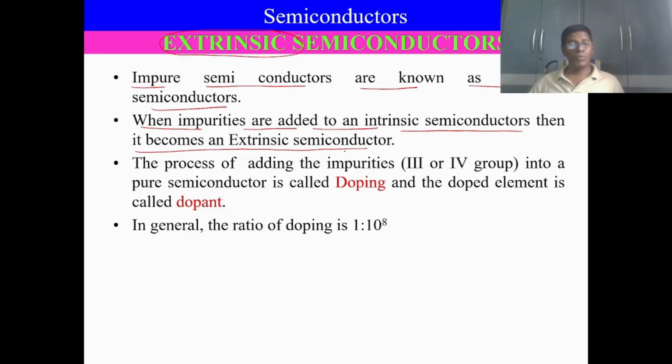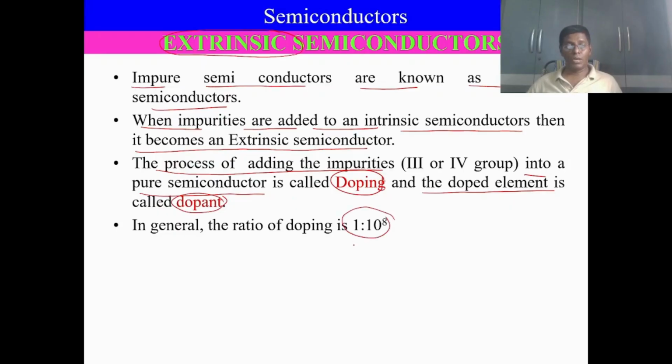Before going to the topic of extrinsic semiconductor, we have to understand an important definition, that is doping. What is the meaning of doping? The process of addition of impurity atoms into pure atoms is called doping, and the element to be doped into the respective material is called the dopant. In general, the ratio of doping is 1:10 power 8. Here 1 represents the impurity atom and 10 power 8 represents the pure atoms.